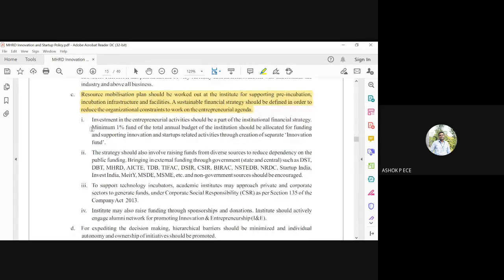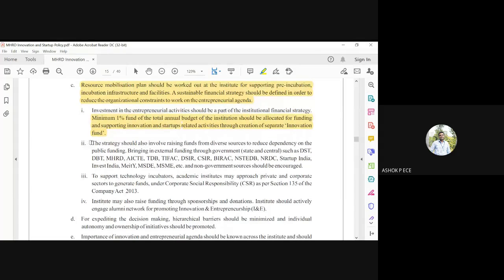A minimum of 1% of the fund should be allocated for funding and supporting innovations and startups. The institution is spending so much on development and other things; they are asking us to spend 1% on innovation and startups so that you can make a big change. So you are going to create an innovation fund that is 1% of your total annual budget. If you're spending 100 crores annually for improving your institution, 1% is going to be 1 crore. So 1 crore is going to be the innovation fund that you are going to give for the startups.